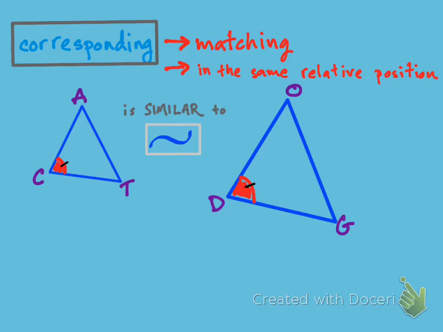They have the same measure. They are congruent to each other. And that's true for other pairs of angles too. Angle A and angle O, those are congruent and corresponding, and angles T and G are congruent and corresponding.